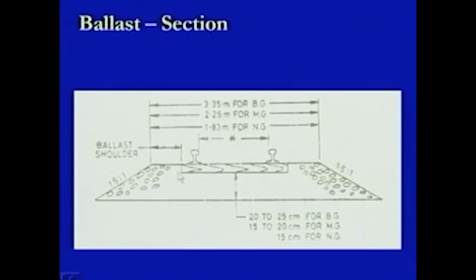This side of the sleeper where the material is provided is termed the ballast shoulder, and the depth up to which the material is provided below is termed the ballast cushion. Now, in the case of this embankment condition, this ballast cushion has a slope of 1.5:1, whereas the thickness of the ballast cushion varies depending on the type of gauge being used. In the case of broad gauge, it is 20 to 25 centimeters in depth, whereas for meter gauge, it is 15 to 20 centimeters in depth, and for narrow gauge, it is 15 centimeters in depth.